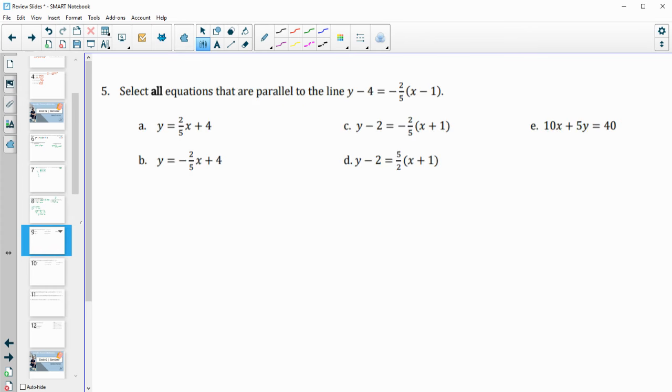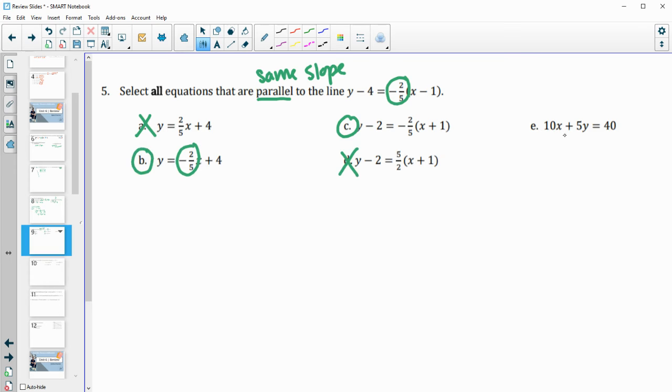Number 5, select all equations that are parallel to this line. And remember, parallel means same slope. So this slope here is negative 2/5. So we're looking for negative 2/5 as our slope. So positive 2/5 would not be good. Negative 2/5 is good. Negative 2/5 is good. And then positive 5/2 would not be good.